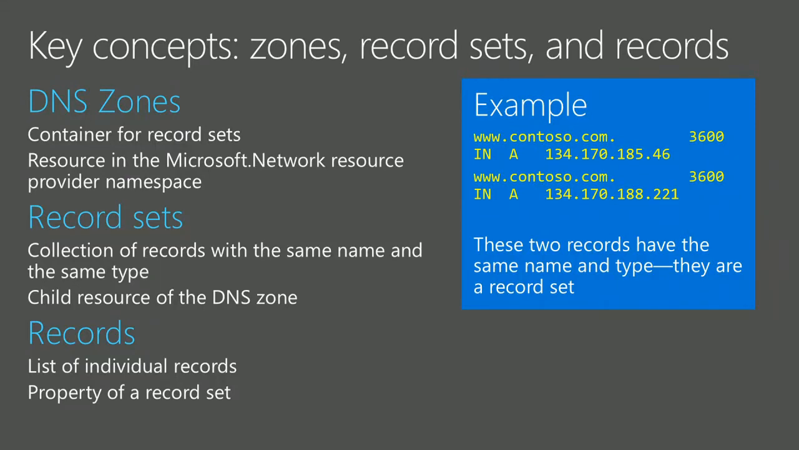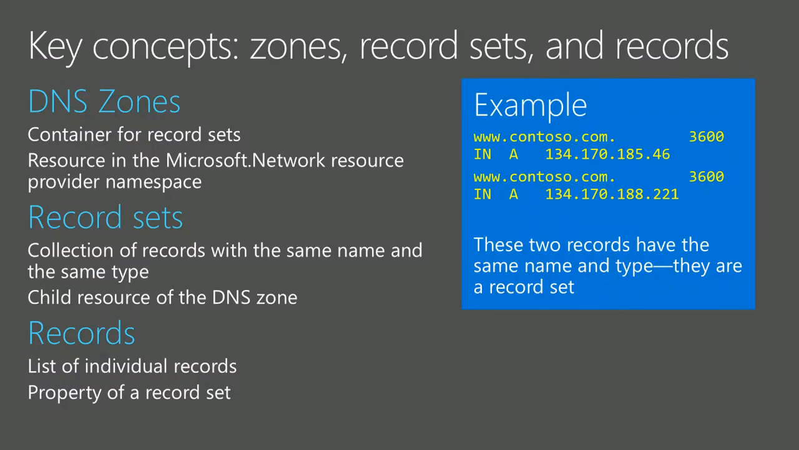But a record set. Sometimes when you do a DNS query, you can see the example on the right, www.contoso.com, there are actually 2 records with the same name and the same type, but there are 2 IP addresses for that service. Maybe it's running in 2 locations. That's an example of a record set. A record set is 2 records in one. To be in a record set, they have to have the same name and the same type. So they're both A records, and they're both on the same www.